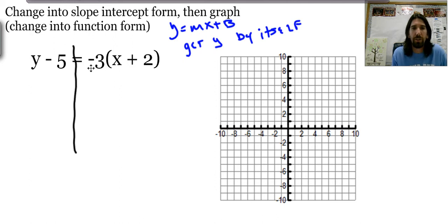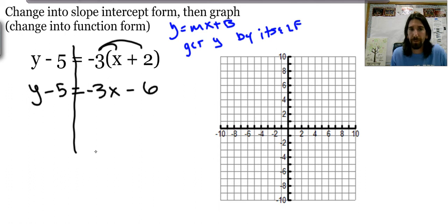What I notice on the right is I have a negative 3 in front of the parentheses, so we like to distribute to get rid of those parentheses. So negative 3 times x is negative 3x. Negative 3 times 2 is minus 6. Now here's my y, I gotta get it by itself, so what do I need to remove? I need to remove the negative 5. How do I get rid of a negative 5? I add 5. Do I add to x or do I add to the negative 6? Just the negative 6.